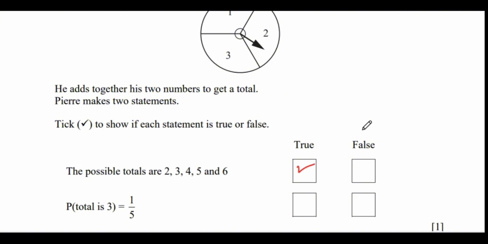For the next one, they say that the probability of getting a total of 3 is equal to 1 over 5. Let's see how that can be possible. We have one 3, and we have a total of 3 numbers, so 1 over 3 should be the probability of getting a 3. So that is false.